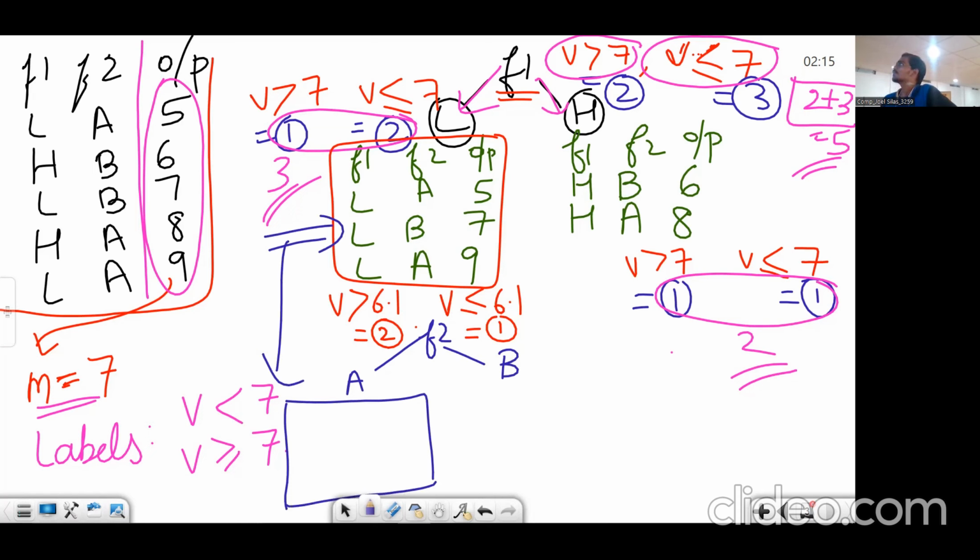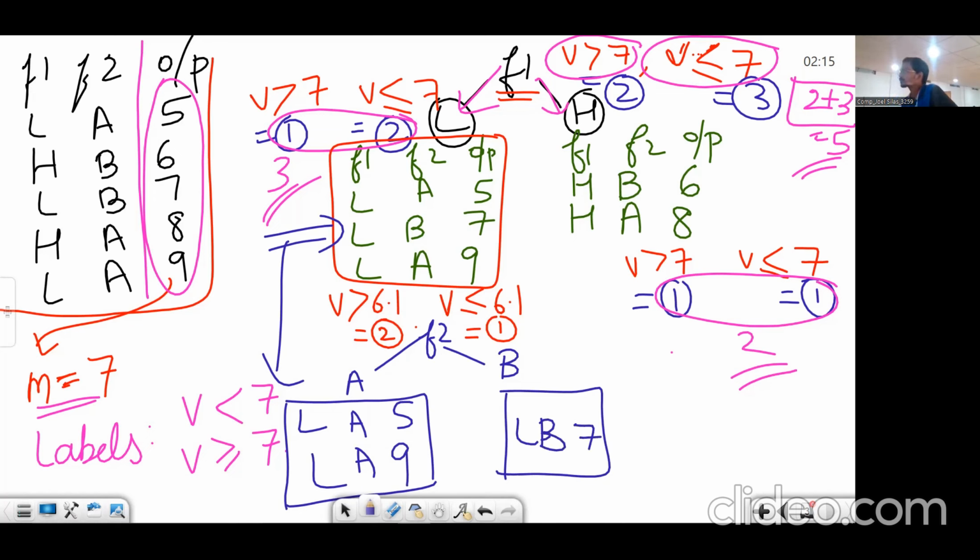So whenever we have A, we'll write those particular sets. Whenever we have B, we'll write that particular set. Okay. Now we'll check whether the consistency is maintained or not.